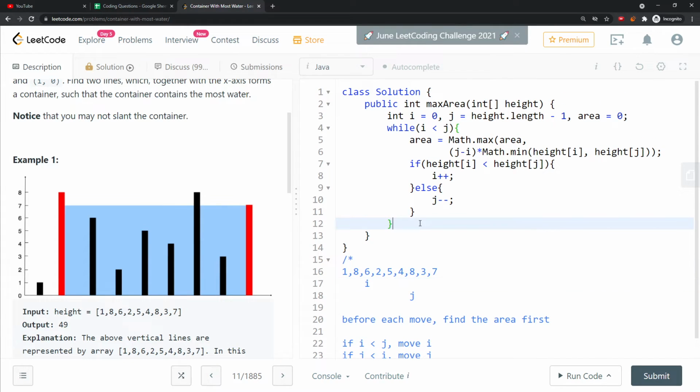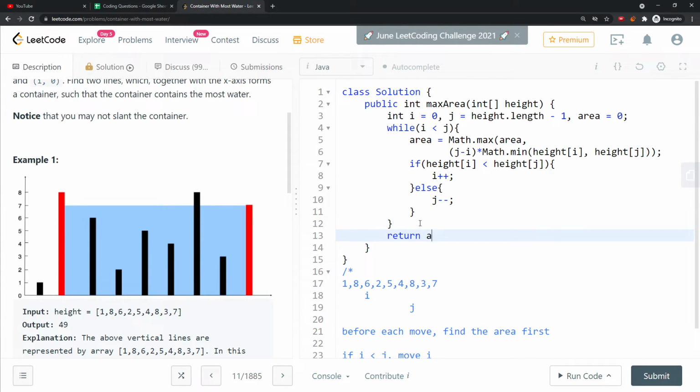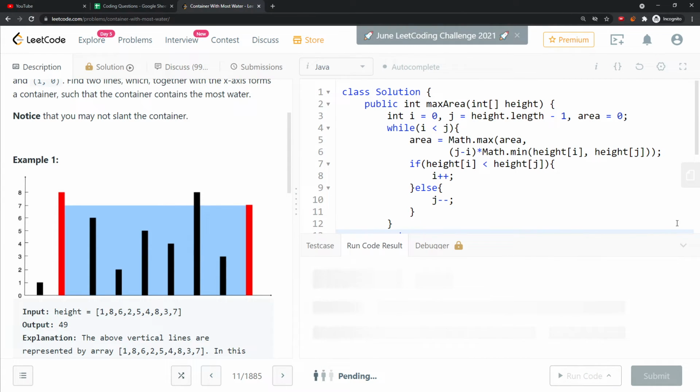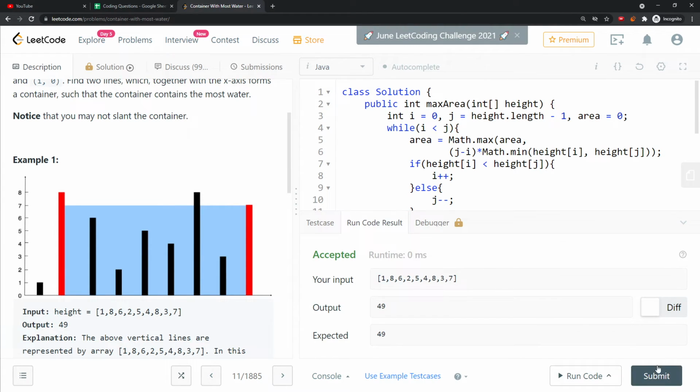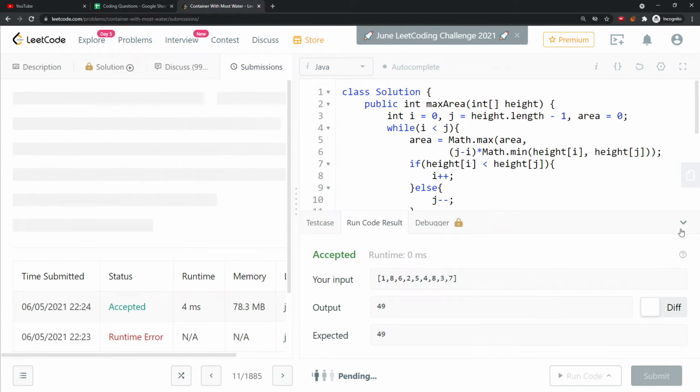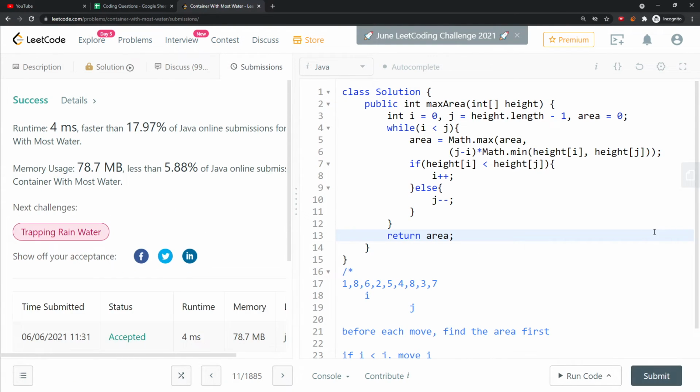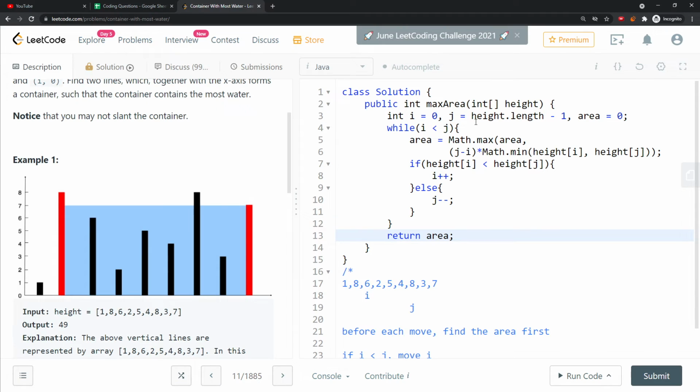So let's just run the code, and don't forget you have to return area. That is pretty much it. Okay, I passed. Let's talk about time and space complexity.